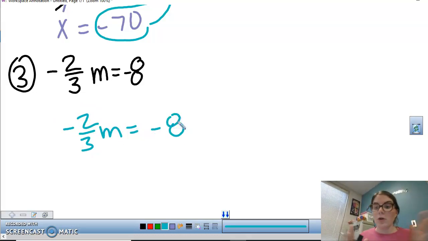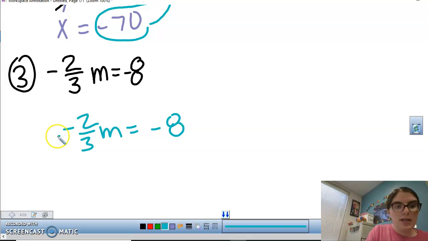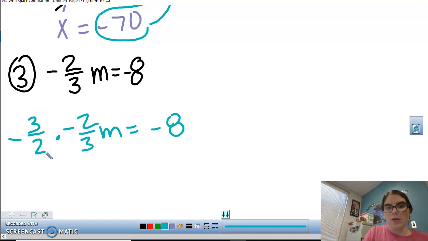Okay. So our goal is to get the m by itself and to have a 1 in front of the m. So to get the m to have a 1 in front of it, I'm going to take it times the reciprocal of the fraction, so I'm going to take it times -3/2. So that means I do the same thing to this side.